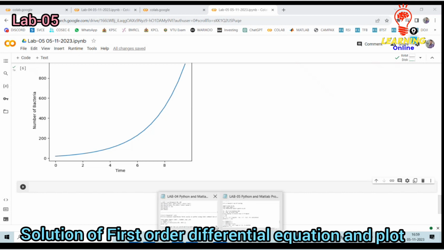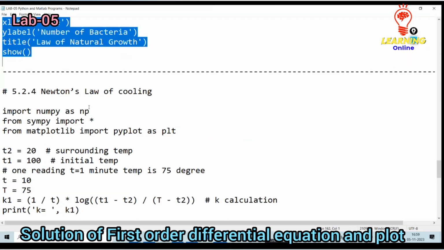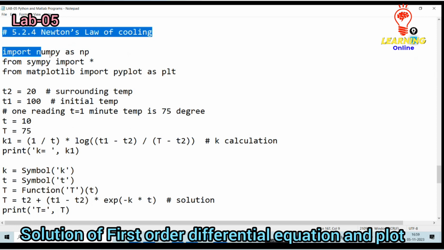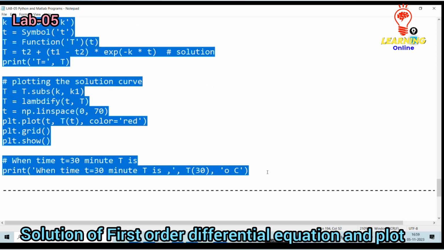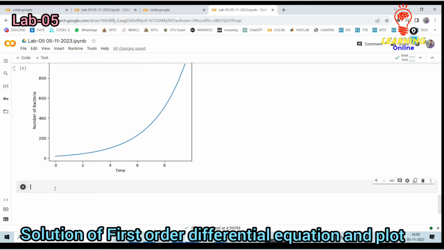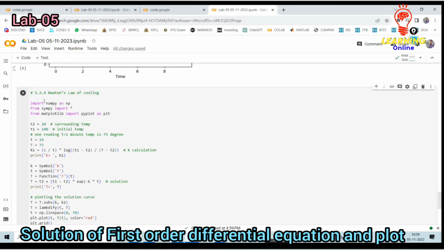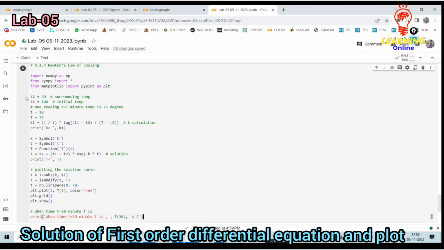Then the last code, Newton's law of cooling. We are importing numpy, sympy, and matplotlib. Then T2 and T1, 20 and 100, are defined. Then t is equal to 10, capital T is equal to 75. Then k1 is equal to 1 divided by t into log of (T1 minus T2) divided by (capital T minus T2). Now this is to make the k calculation itself.